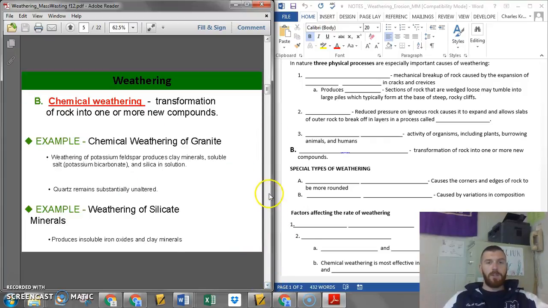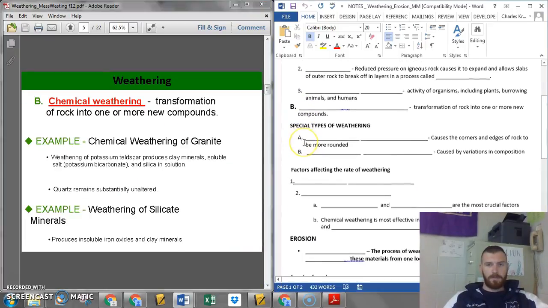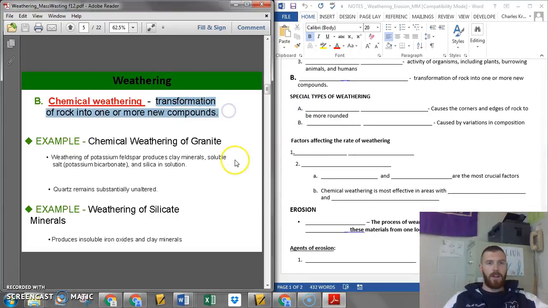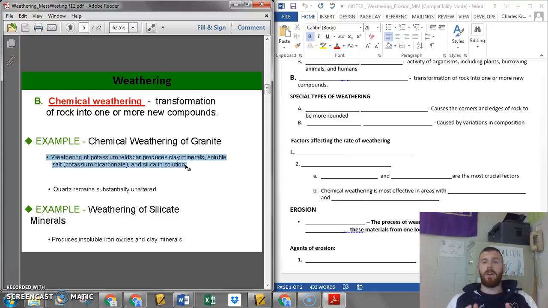Okay. You also have chemical weathering. Scroll down here, which is the transformation of rock into one or more new compounds. For example, the chemical weathering of granite. So weathering of potassium feldspar produces clay minerals that are soluble salts in a silica solution. So basically these things break down chemically and form new compounds. And you can see a second example here.